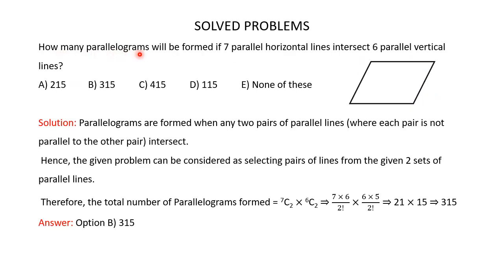How many parallelograms will be formed if 7 parallel horizontal lines intersect 6 parallel vertical lines? Here you are given 5 options and you have to find out which of these options is the correct one.